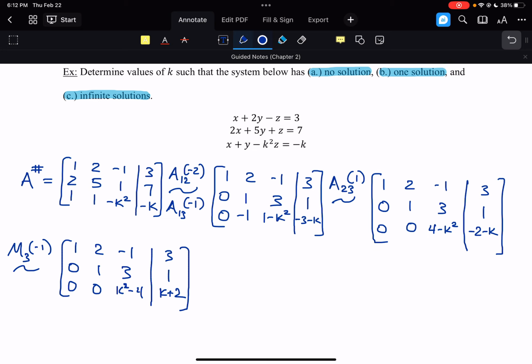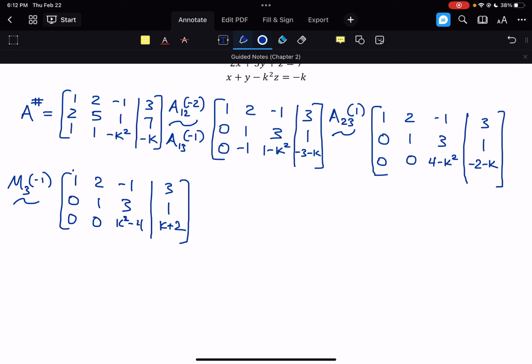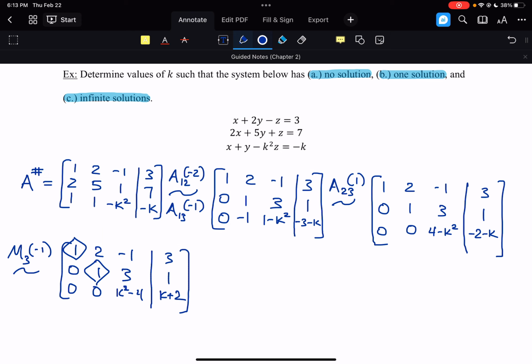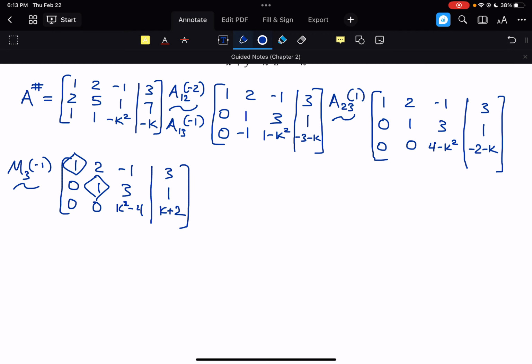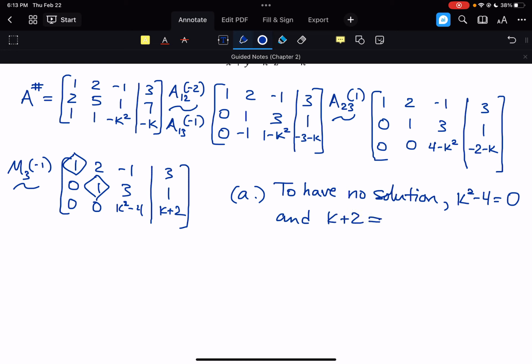We already have pivots here and here, so those columns are taken care of. Now, if we have the case where there's no solution, that means you're going to have a pivot here in the augmented column and have a zero here, because if there wasn't a zero here, that would become the pivot. Okay, so to have no solution, k squared minus 4 equals 0, and k plus 2 must not be zero.